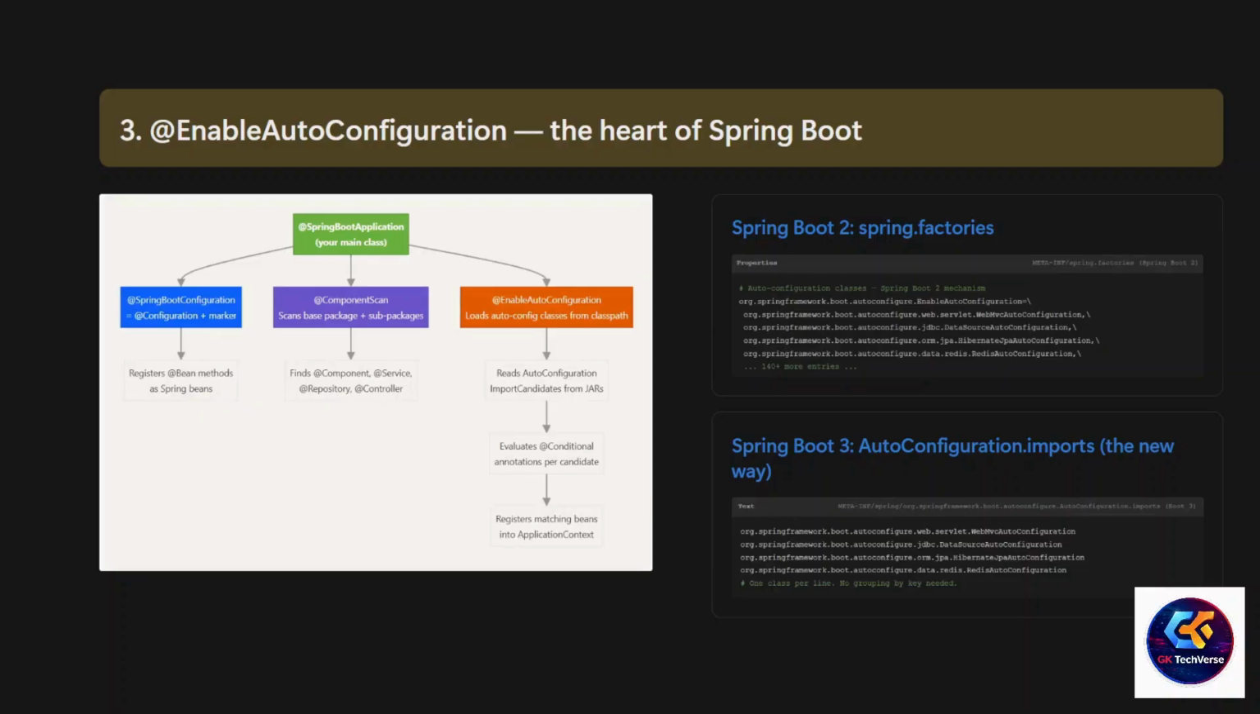If you have Tomcat on the class path, configure an embedded web server. If you have HikariCP, configure a connection pool. If you have Jackson, configure an object mapper, all without a single line of configuration from you. The mechanism that makes this work is what we are going to spend most of this video on. But first, let me show you the overview as a diagram.